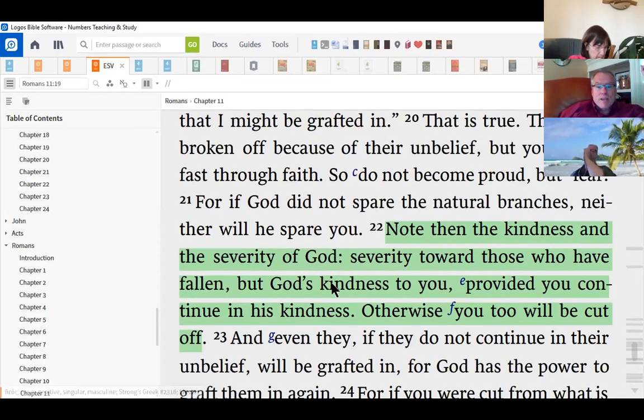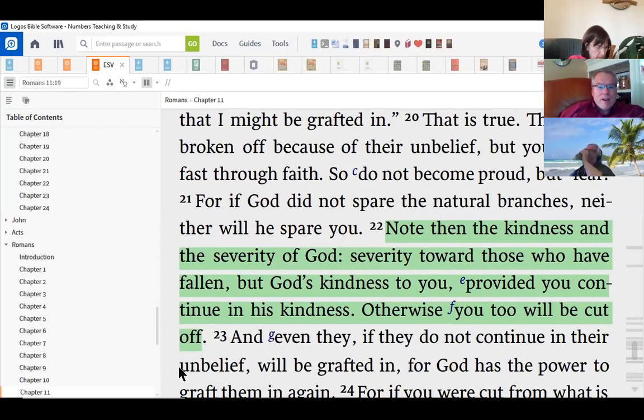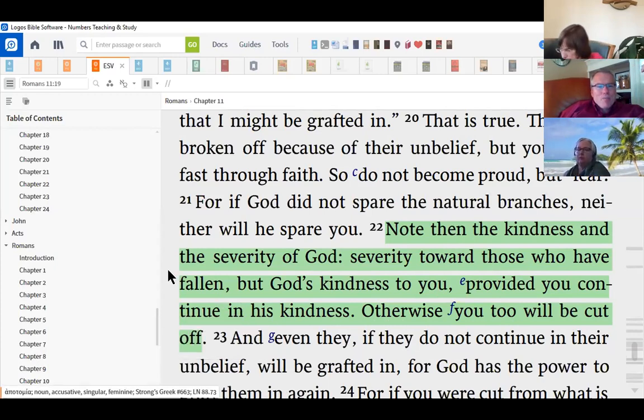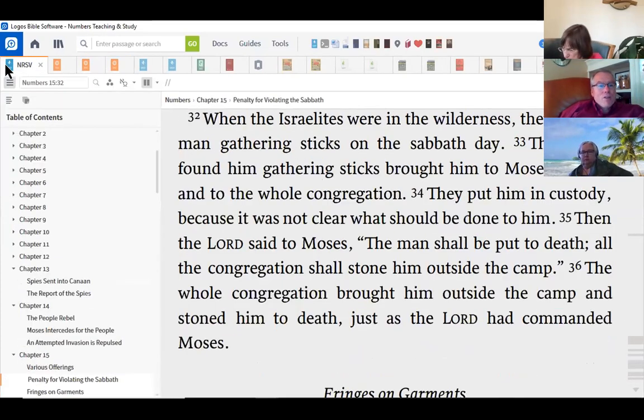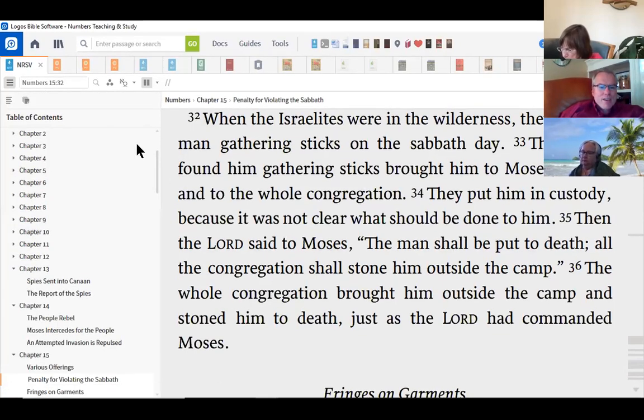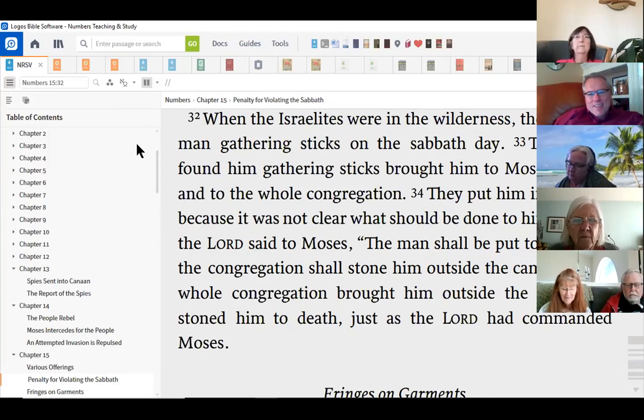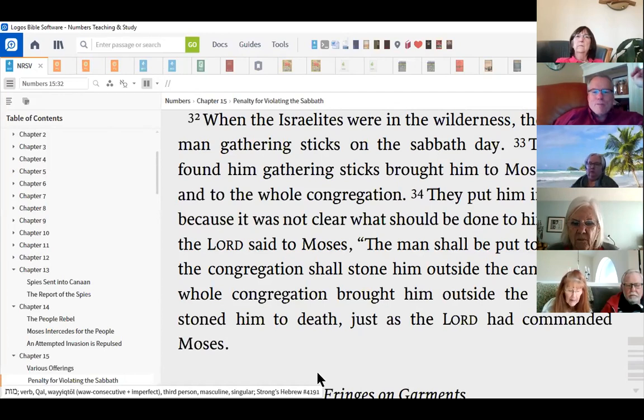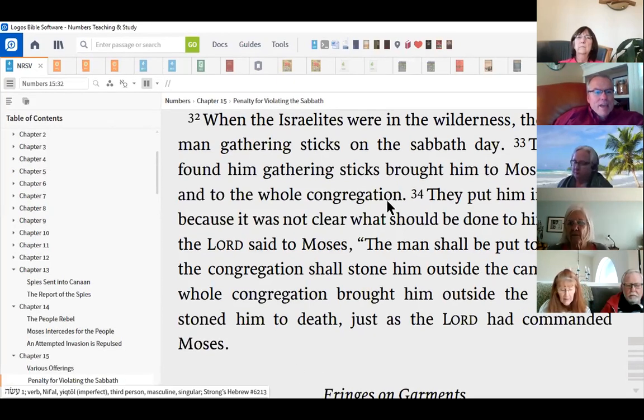Severity towards those who have fallen, but God's kindness, provided you continue in his kindness. Otherwise, you too will be cut off. So the point here is, if you're high-handed, if you're all puffed up in your own righteousness, if you think you've got everything squared away and you're the greatest thing going and no one else has, it's kind of self-righteous almost, to me, is the way I hear that, but I might be reading more into that. Okay, good. Any other thoughts or comments on this little section here?